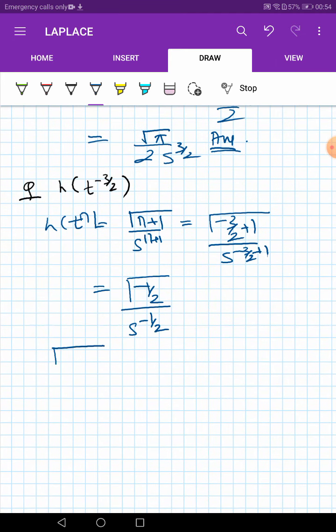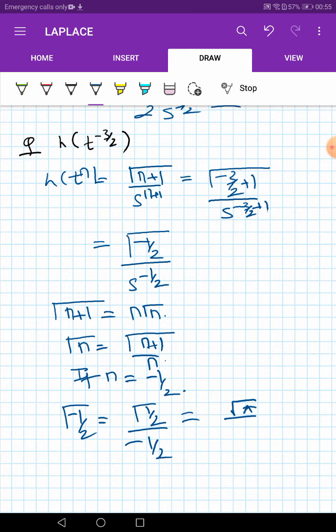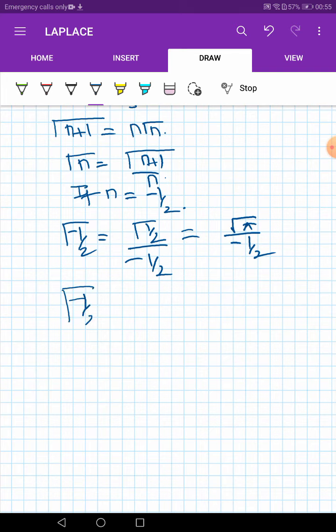We know that gamma n plus 1 is equal to n gamma n. So gamma n will become gamma n plus 1 upon n. If n is equal to minus 1 by 2, then gamma of minus 1 by 2 will become gamma of 1 by 2 divided by minus 1 by 2, because n is minus 1 by 2. We know that gamma of 1 by 2 is root pi. So root pi by minus 1 by 2. So gamma of minus 1 by 2 will be equal to minus 2 root pi.